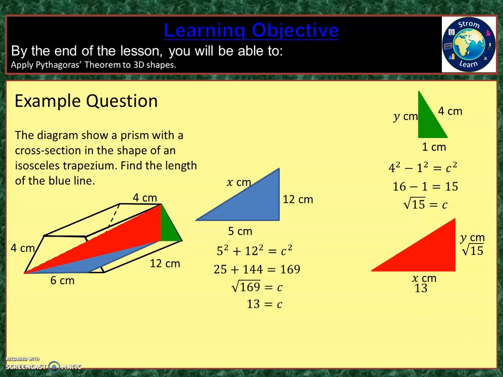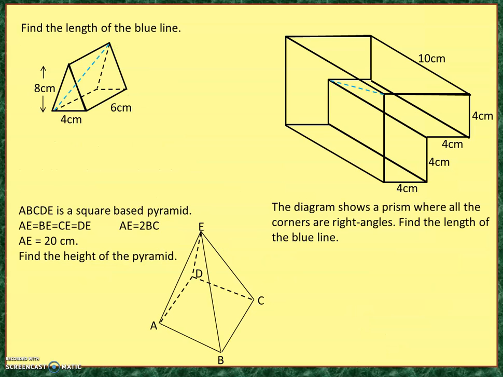Okay, so now we apply Pythagoras for a final time, and we get our answer. Now we can leave it as a third, or potentially we can give it as a decimal. Okay, so there's some for you to have a go at. And there are the answers.